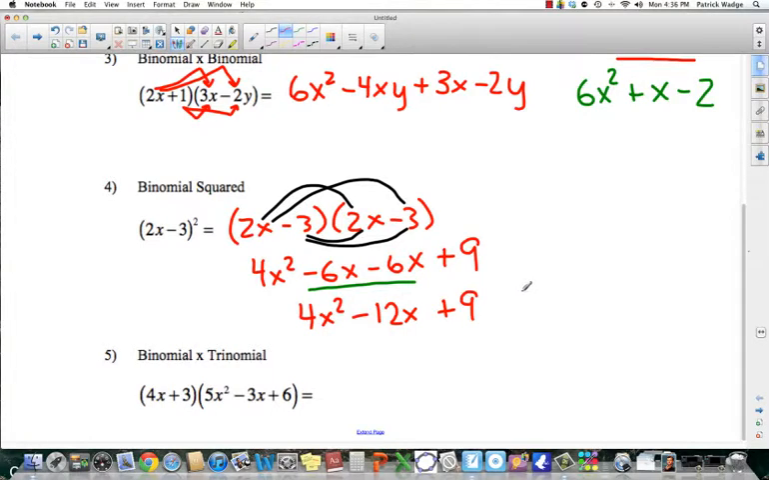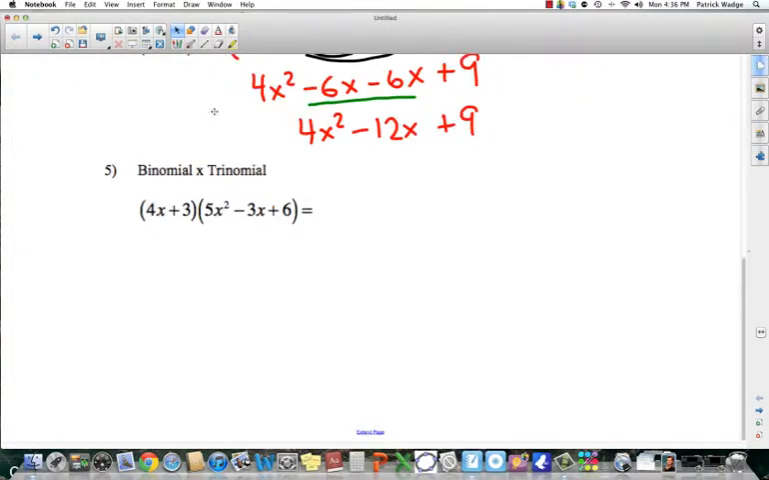That's it. Okay, last one. These are the dreaded binomial times trinomial. Not that they're more difficult, it's just they take so darn long. Because you have to do mountains and valleys again with this, but how many mountains we got? 1, 2, 3. How many valleys do we have? 1, 2, 3. Oh my, it's a lot of work.